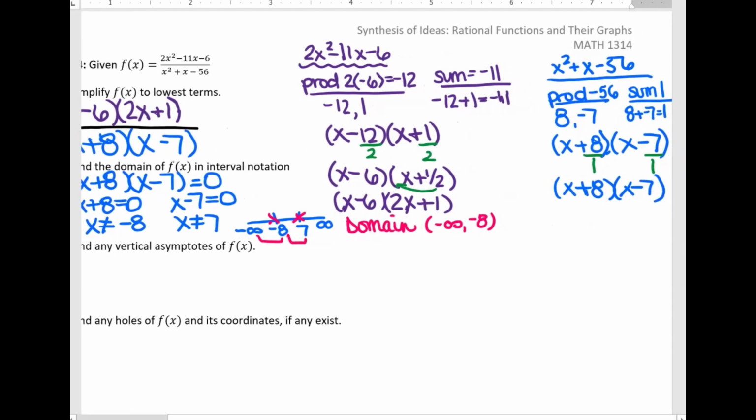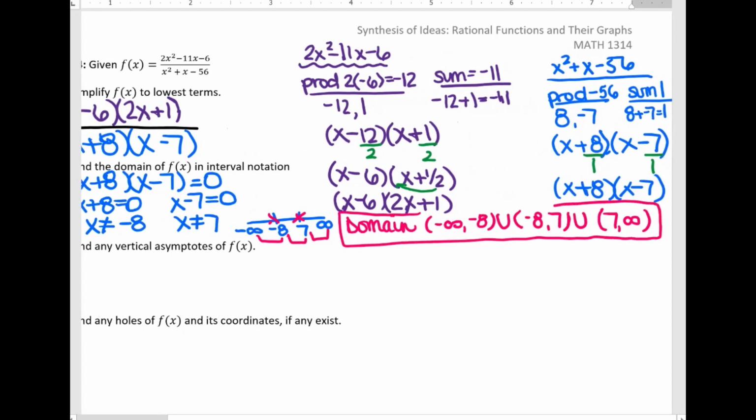Then we need negative 8 to 7. We're using the union in between, the jump rope to jump over the cracks. And then we have 7 to infinity. Remember that all of your brackets and parentheses in your interval notation need to be parentheses because we cannot actually be these numbers. We have to exclude them.